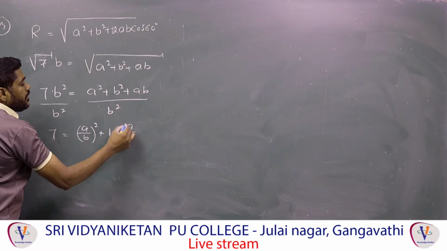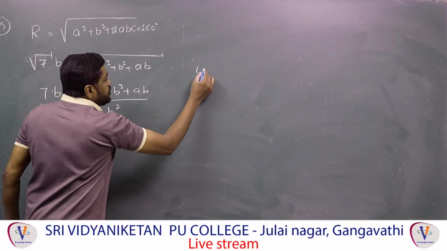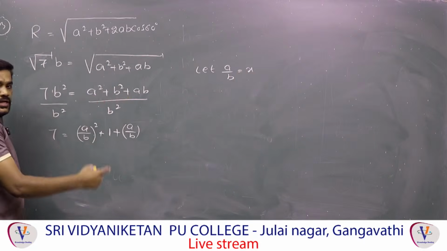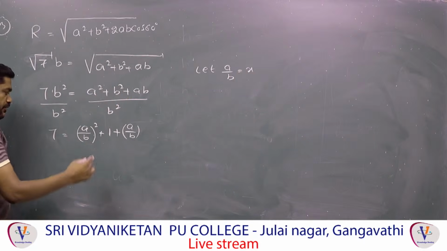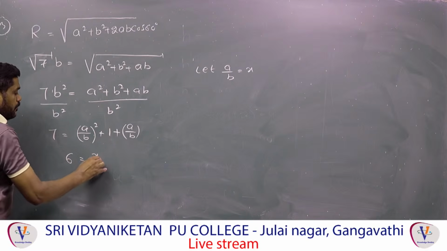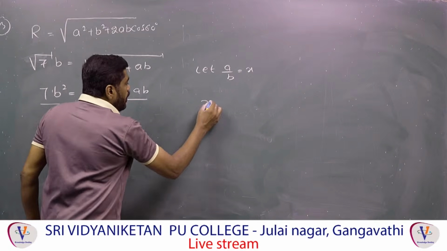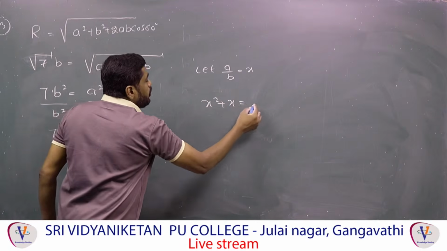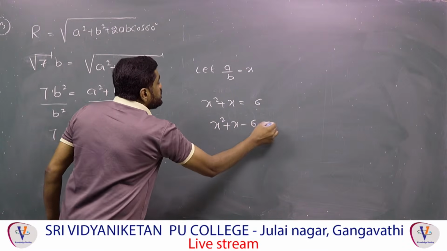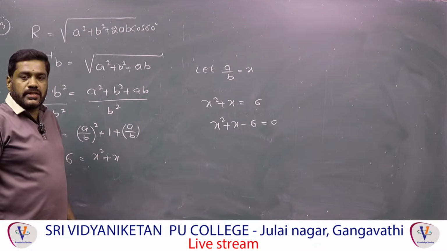That is a by b only. Now here, let a by b be equal to x. Therefore, the 1 comes to this side: 6 is equal to x square plus x. So x square plus x is equal to 6, and x square plus x minus 6 is equal to 0. Solve this quadratic equation to get the answer.